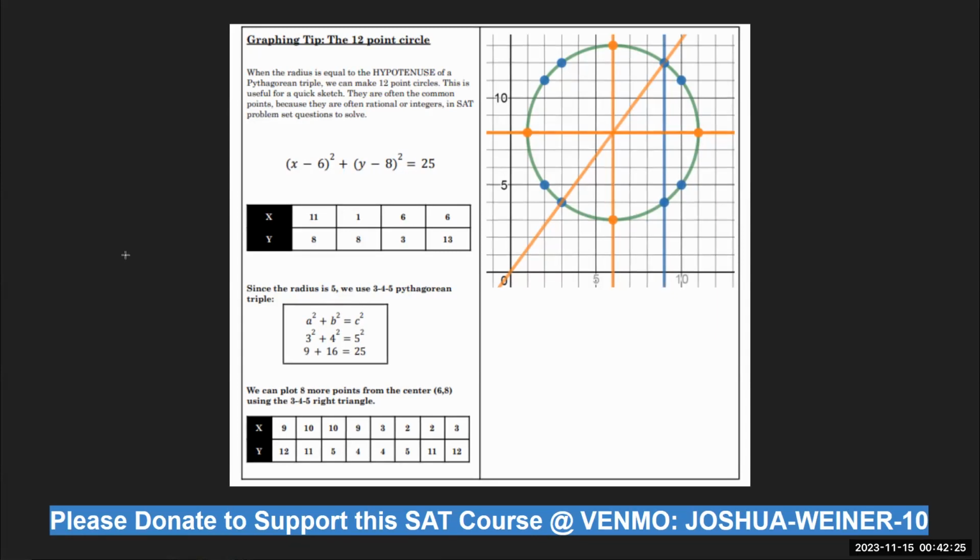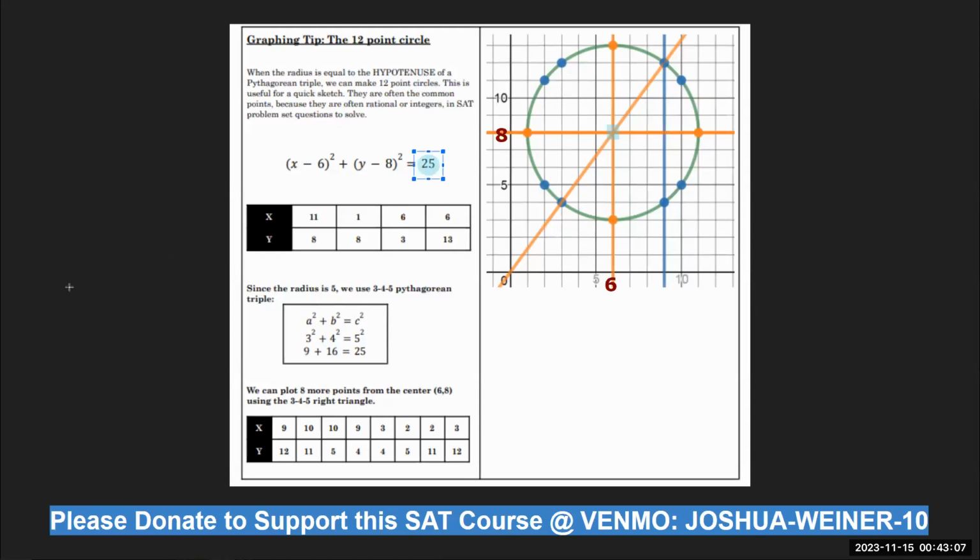So a 12-point circle is where, for example, we have (x - 6)² + (y - 8)² = 25, right? So the center is at 6, 8, as you can see here. And here's a 6 for the x-axis, and here's an 8 along the y-axis. So that shows you the center is at 6, 8. But we have to go 5 units away because the radius is 5, which we have here. Right, the radius is 5.